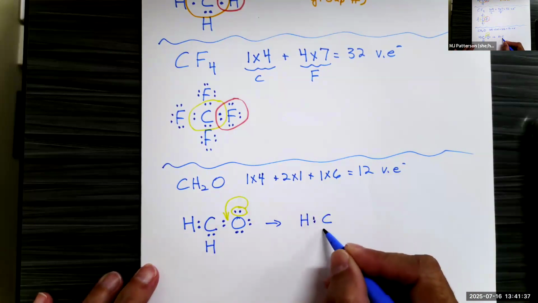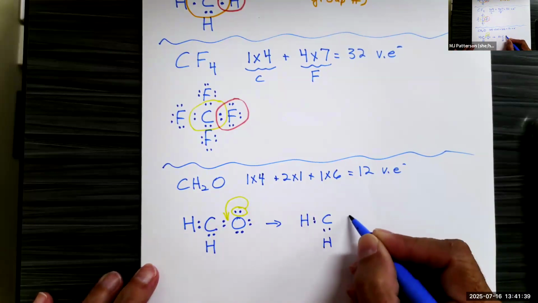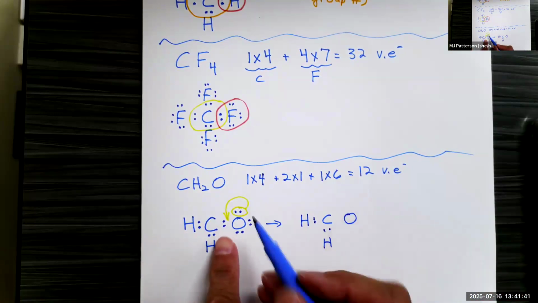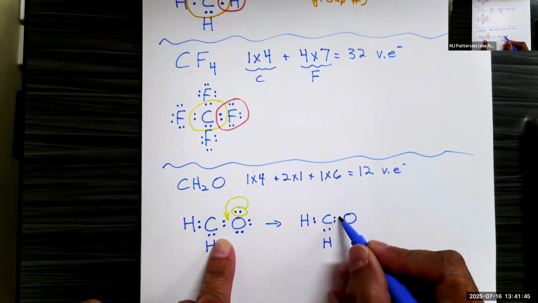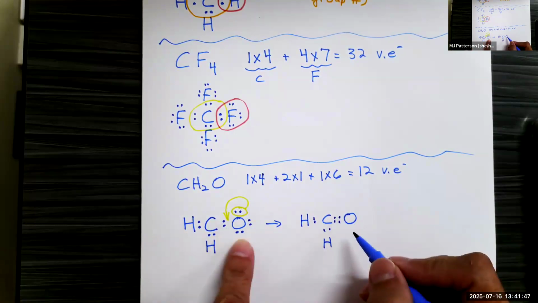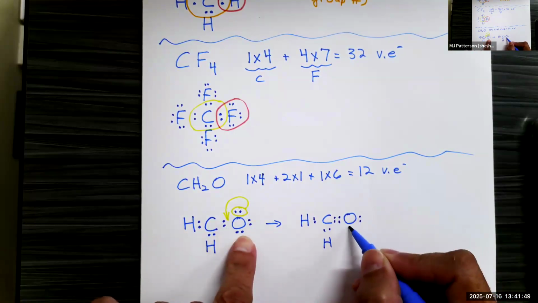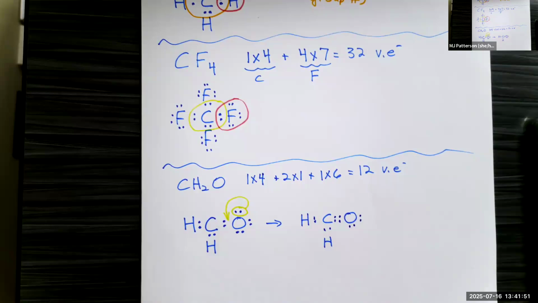Hydrogen bonded to carbon, there's a hydrogen. Now let's look at the oxygen a little more closely. We're going to take that lone pair and move it in. So now there's a double bond between carbon and oxygen, and we still have 2 lone pairs. And if we do that, both carbon and oxygen have an octet. And so that would be the Lewis dot structure of formaldehyde.